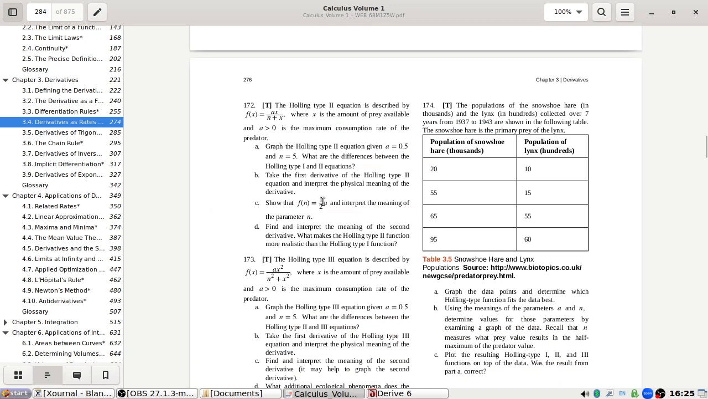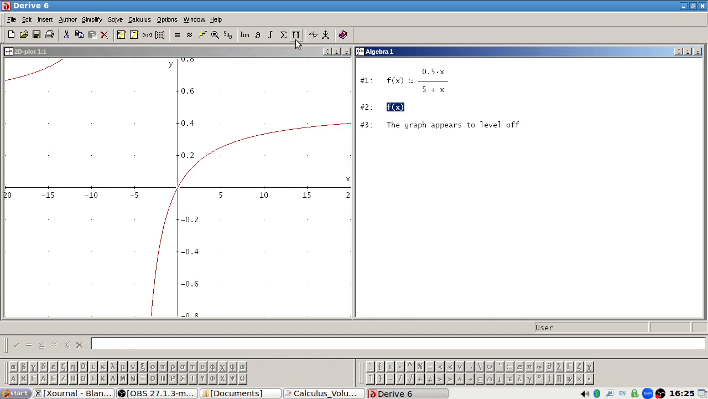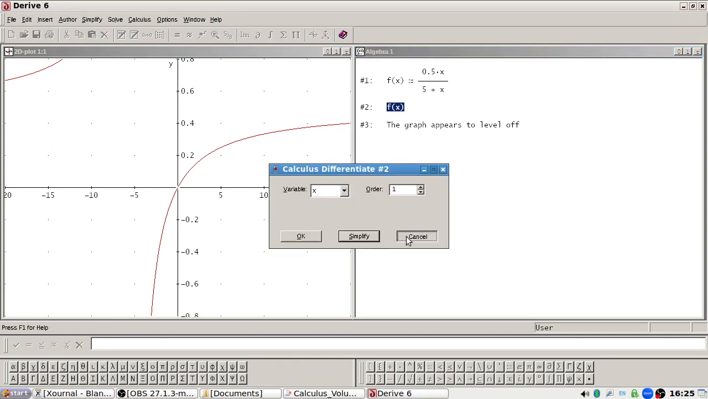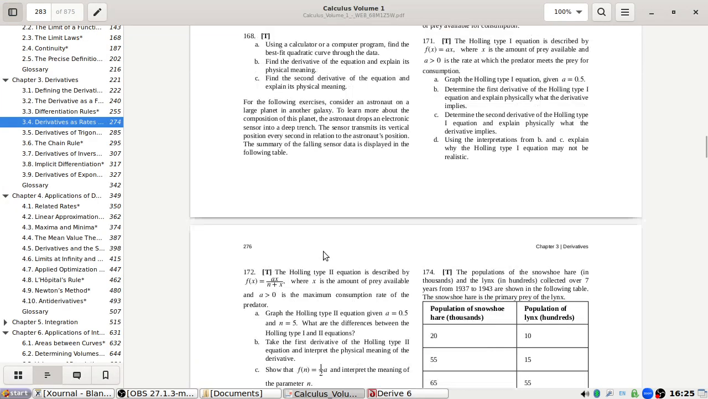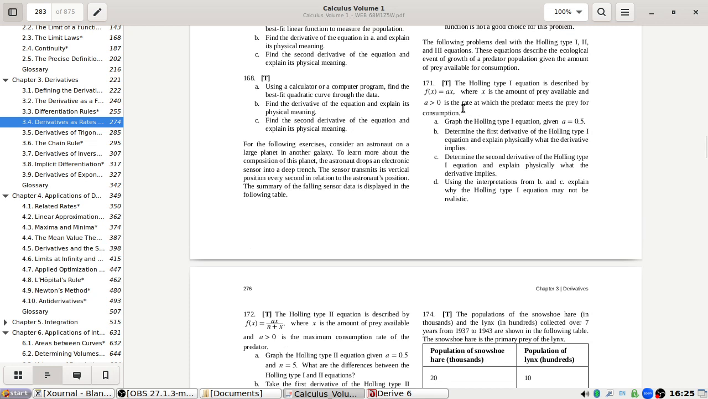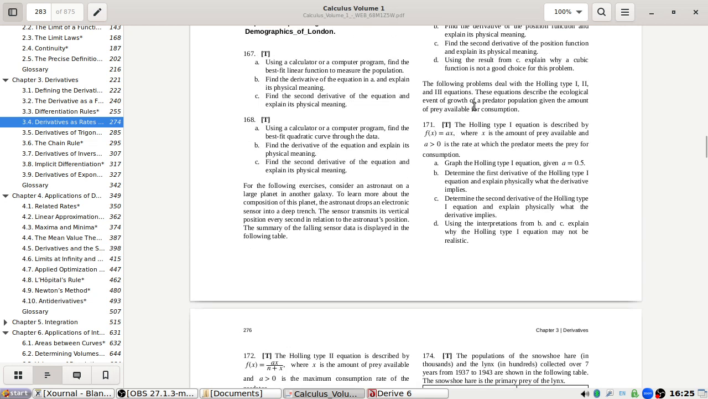Take the first derivative and interpret the physical meaning. Okay, well, the first derivative, no problem. So that's it there. Well, the answer is the same as 171b. Yeah, so I guess, maybe not quite the same.